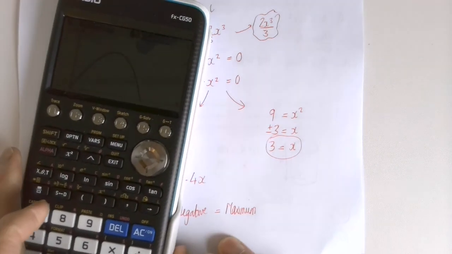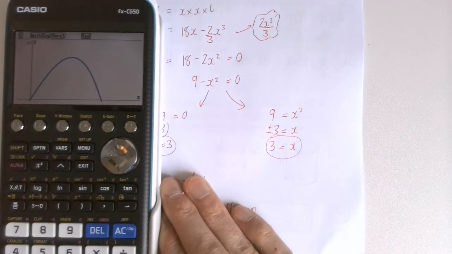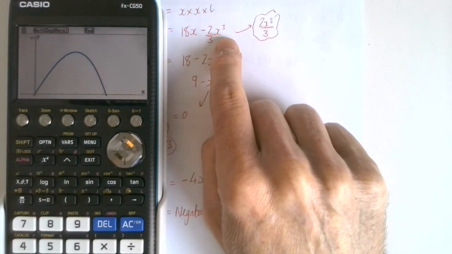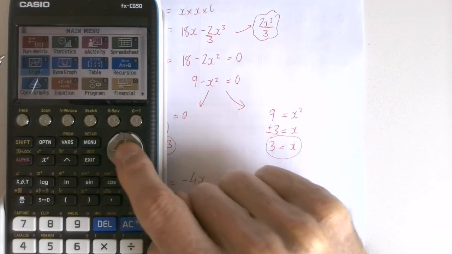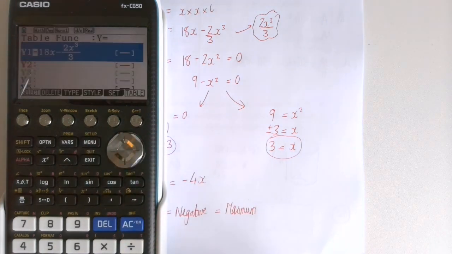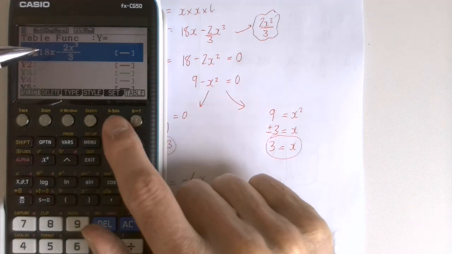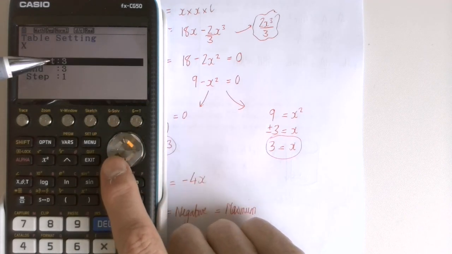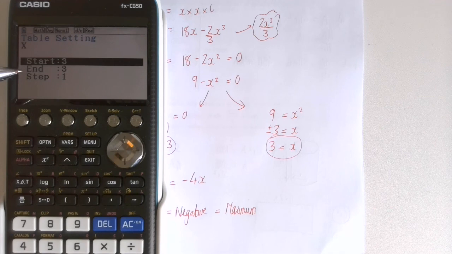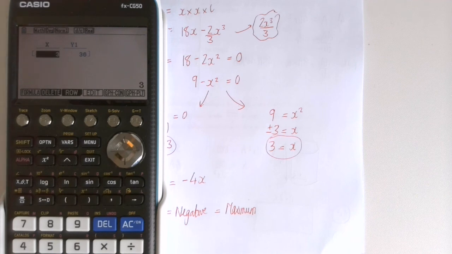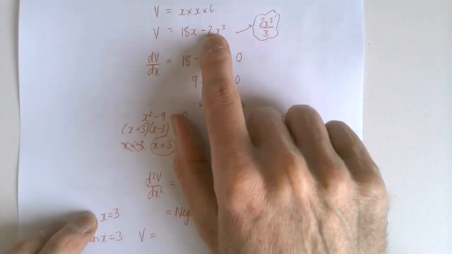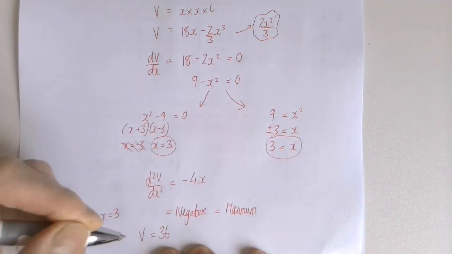I've been encouraging you to use your calculator for that, and there's a neat little trick you can use. I've already typed this function into the graph section, and if you go to menu and table, it's got the same functions that you've typed in. So if I go to set and say I only want to work out the value when x is 3, and go to table, it gives me the answer. Volume is 36.